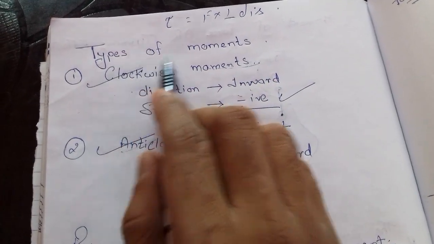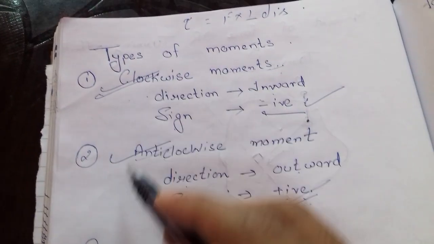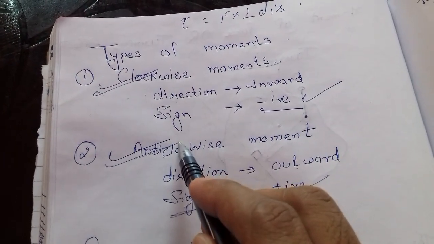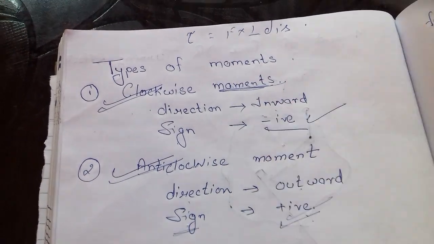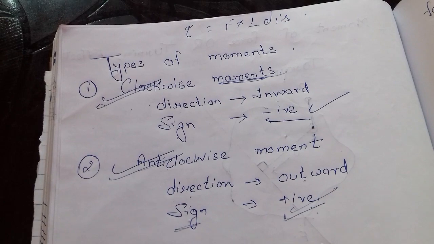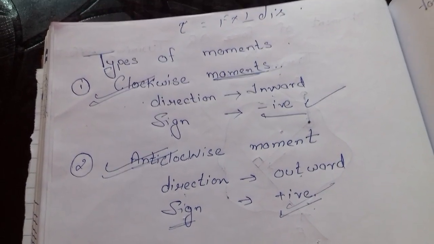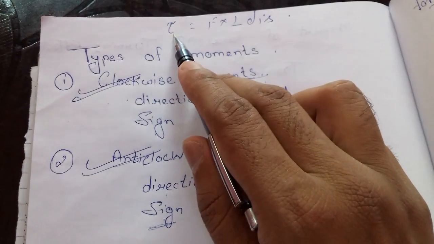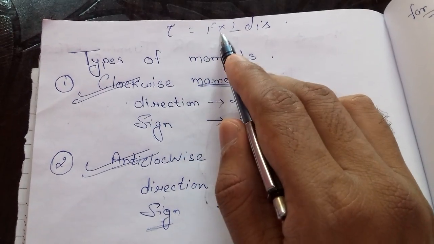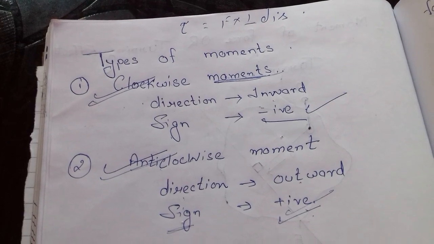Today we will see the types of moment. There are two types of moment, clockwise moment and anti-clockwise moment. As we all know, moment is a vector quantity, so we need two things to describe it. First is magnitude, second is its direction. We all know how to calculate the magnitude, using the formula tau is equal to force into perpendicular distance. Second, we should know the direction.